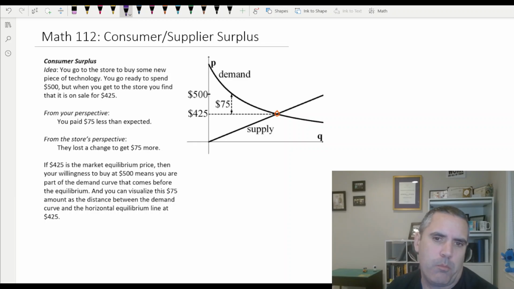So here's the consumer piece of it. You went into the store and you were willing to pay $500. You got in there and the price was only $425. Now, if they could have known that, they would have raised the price when they saw you coming. So it's $75 that they lost, or $75 you gained that you thought you lost. Okay, so you can visualize that right here. I've got a little thing showing. You're part of this group that was willing to pay more.